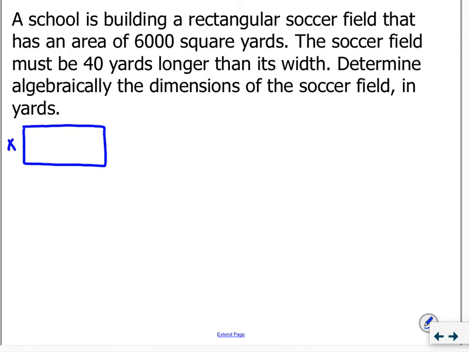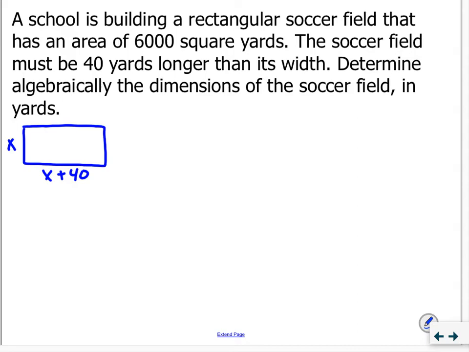So I'm guessing we're going to call it x and x plus 40, 40 more yards. And let's use algebra to determine the dimensions of the soccer field. They threw that in for algebra. This was from a Regents exam because they didn't want people to guess numbers like, I don't know, 60 and 100. I don't know.